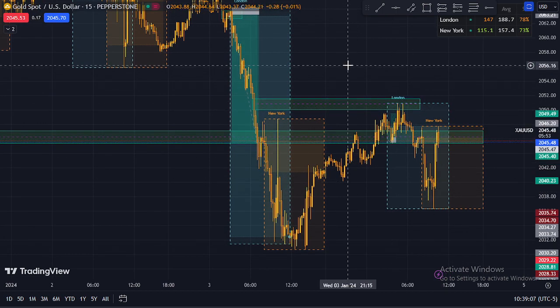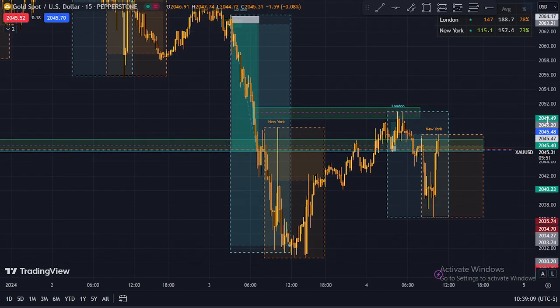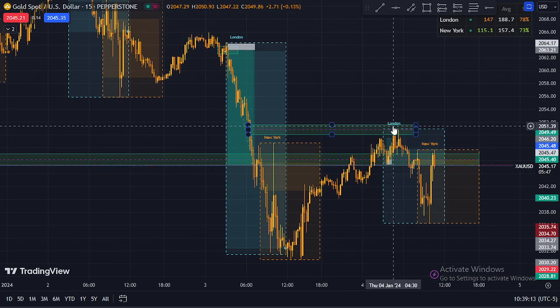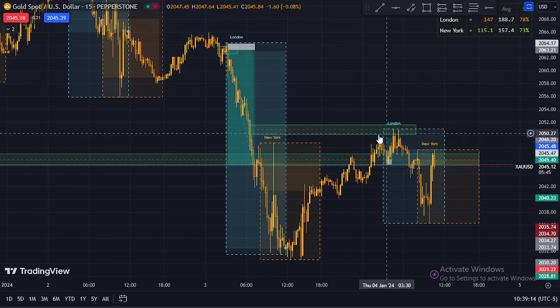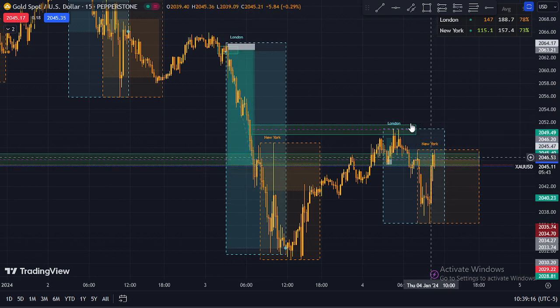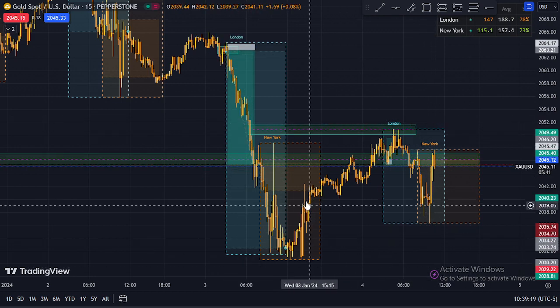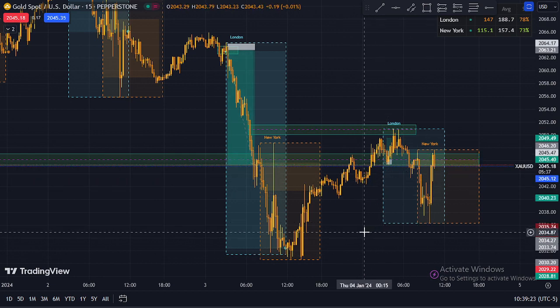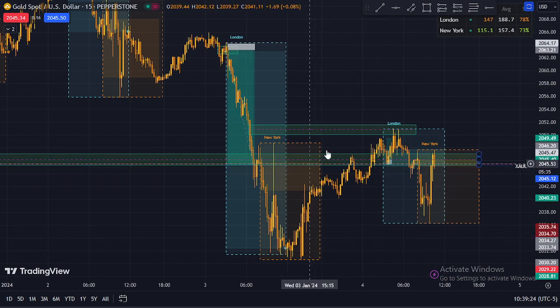This is how you could have framed this entry from this fair value gap right here, and targeting maybe this gap or these lows right there.